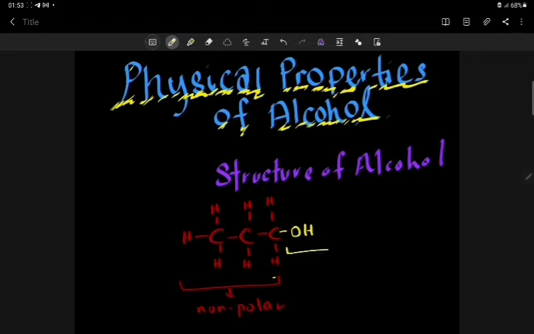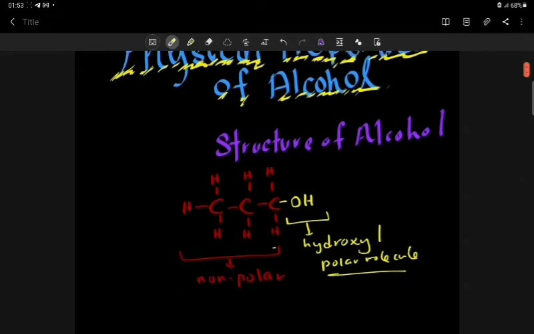But the hydroxyl part, the OH group here, is a polar molecule. So this makes alcohol a polar molecule overall. This differs from the alkane that we learned before. Alkane only has a hydrocarbon chain, meaning it is non-polar.